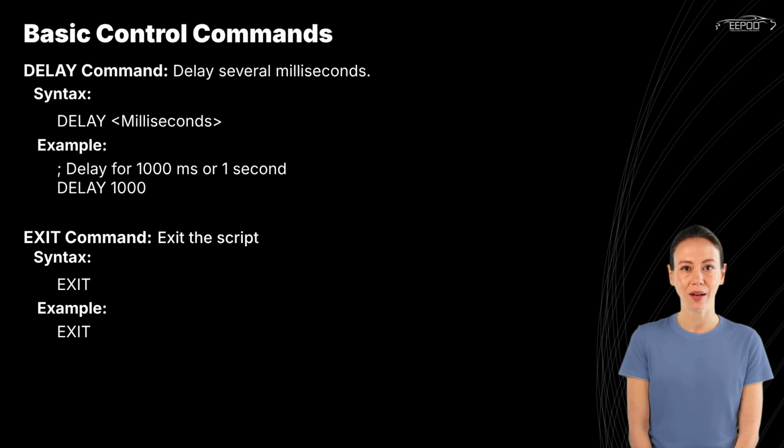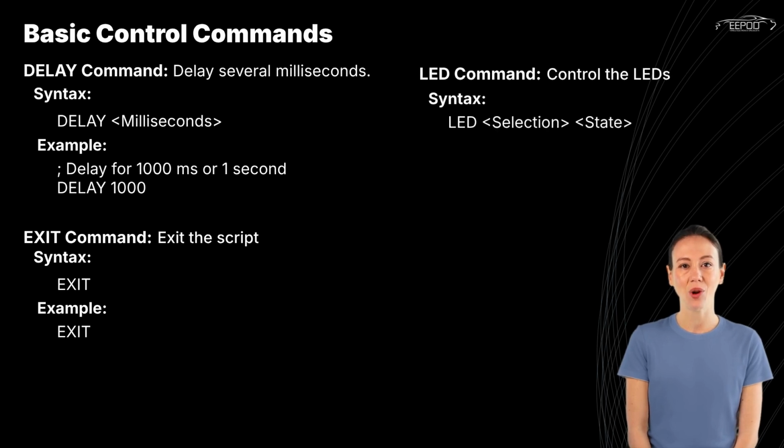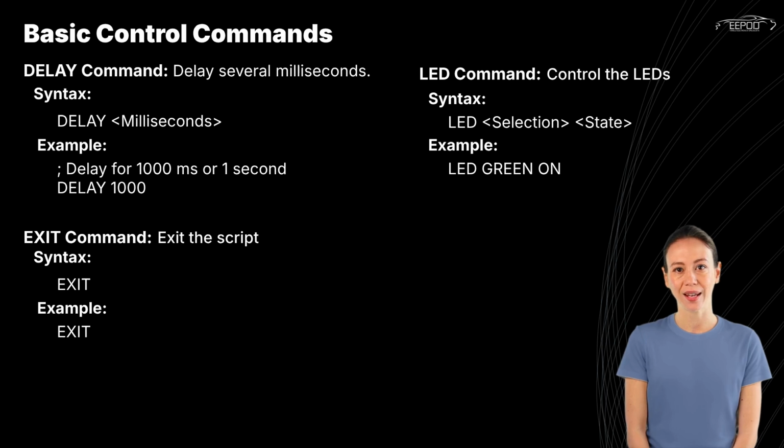Next is the LED command. You can control the red and green LEDs on the MyCANIC using this command. Example, LED green on. This will turn on the green LED. LED red off. This will turn off the red LED. You can even toggle an LED to blink it every time your script loops.